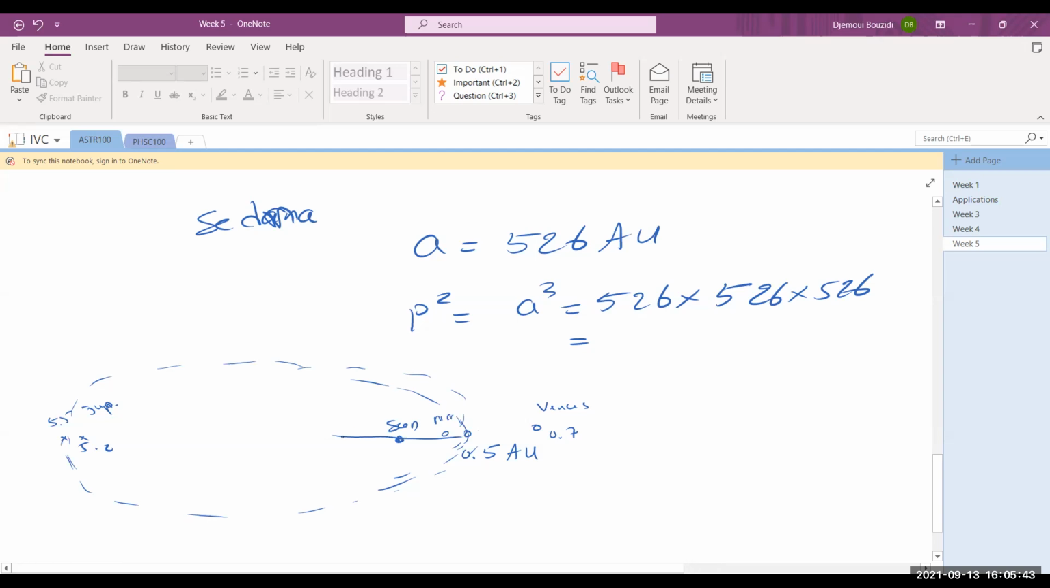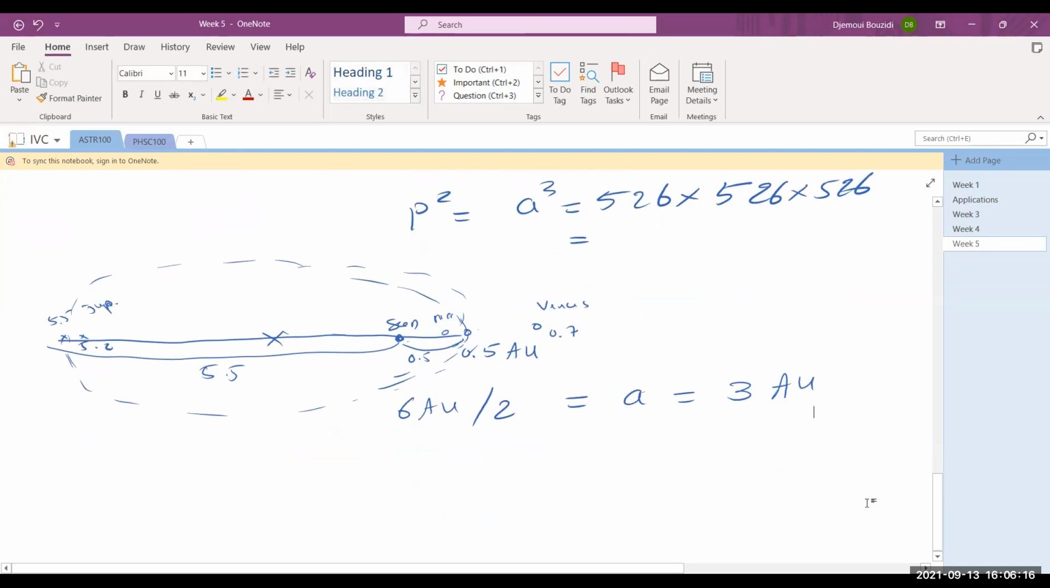The semi-major axis is actually half this distance. So what I do for this problem, I take 5.5, which is this distance, and add to it this distance of 0.5. It's going to give me 6 AU, divide that by 2. That is how A is. So A is 3 AU.